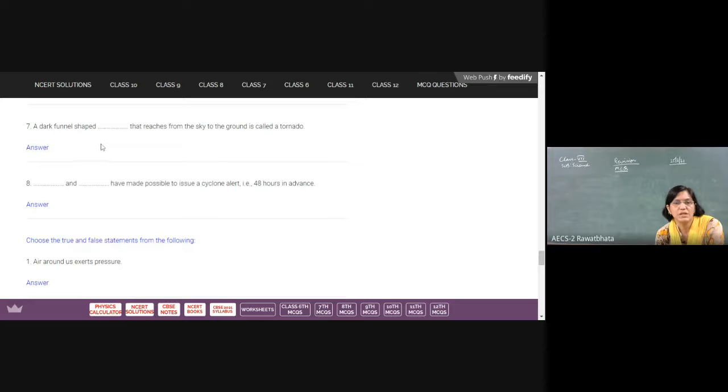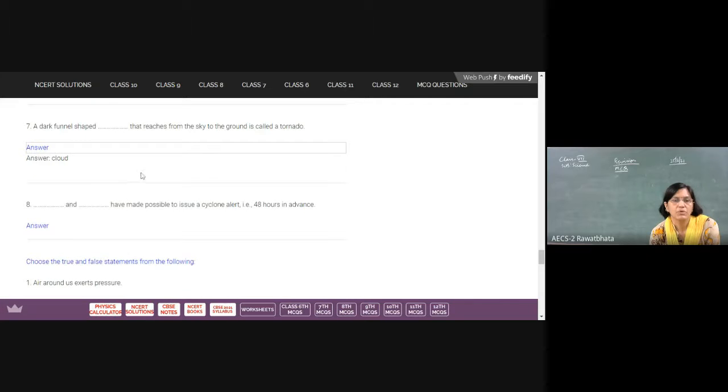A dark funnel shaped dash that reaches from the sky to the ground is called a tornado. And I would like to ask, next question will be answered. This question will be answered by Azram, and next will be answered by Ritika. Okay. So let's see. 7. Ma'am, cloud. Cloud. Okay. Then Ritika, 8th.